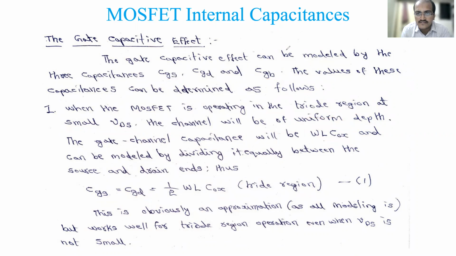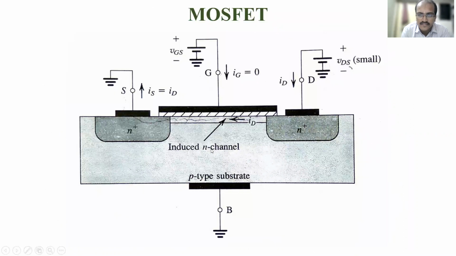Similarly, when the MOSFET is in the saturation region, what is the saturation region? First I will show you the triode region. See here, this is the picture. There is a fixed VGS applied, and then you have applied a small VDS. Because of that, there is a current flow from drain to source, and that's why the source current is equal to the drain current. This is what we call the triode region.